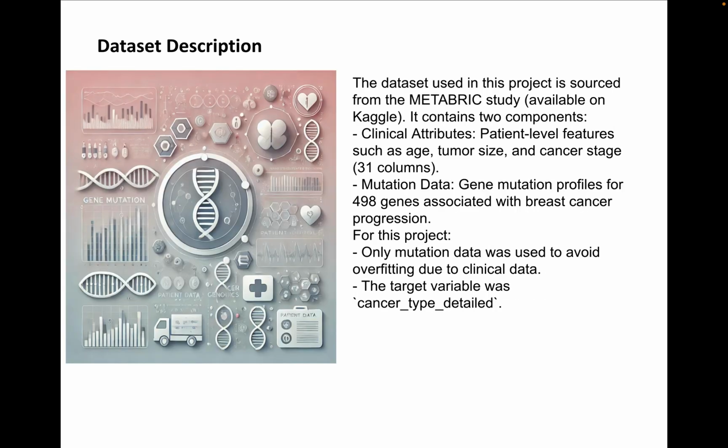Coming on to the dataset description, the dataset used in this project is sourced from the METABRIC study, which is publicly available on Kaggle. It contains two components: one is clinical attributes and the other is mutation data. Clinical attributes consist of patient level features such as tumor size, patient ID, and age at diagnosis, and the mutation data consists of the gene mutation profile for 498 genes, or 498 columns, along with breast cancer progression. For this project, we have used cancer type detailed as the target variable, and we are only moving forward with the mutation data for our classification.